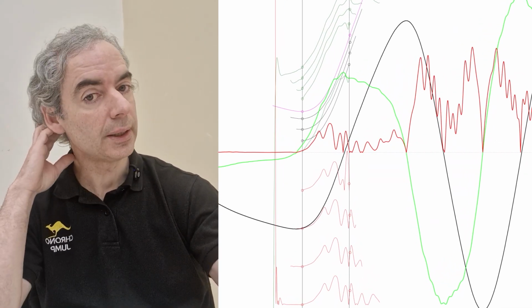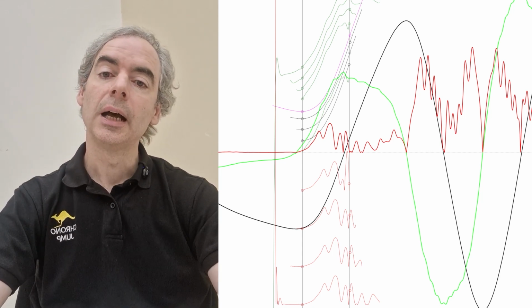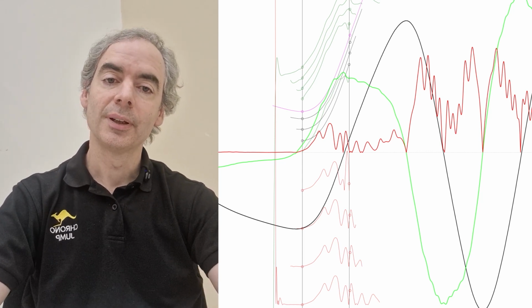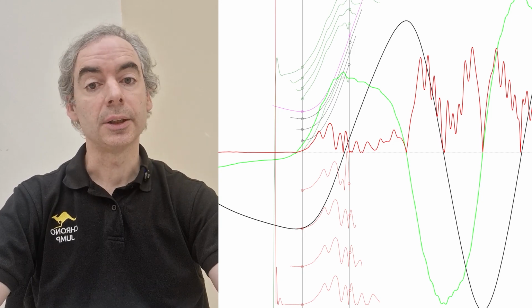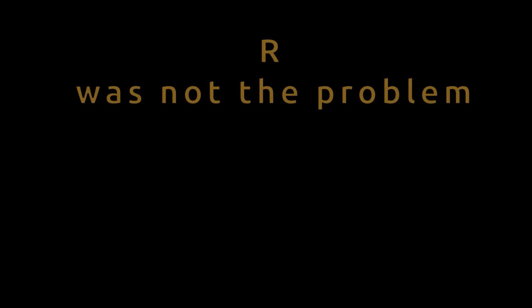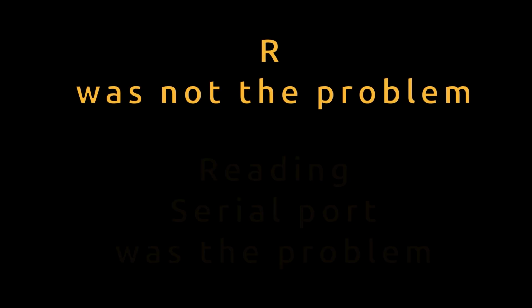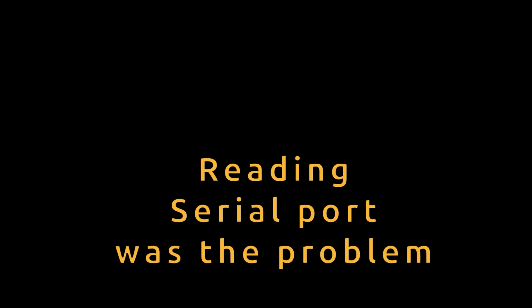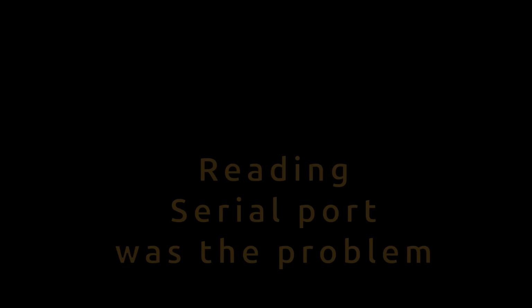After having modified many files, we published a version without R and realized that it was still slow. So finally, we saw that the problem was not with the communication with R. The problem was, in fact, reading the data coming through the serial port, the USB.